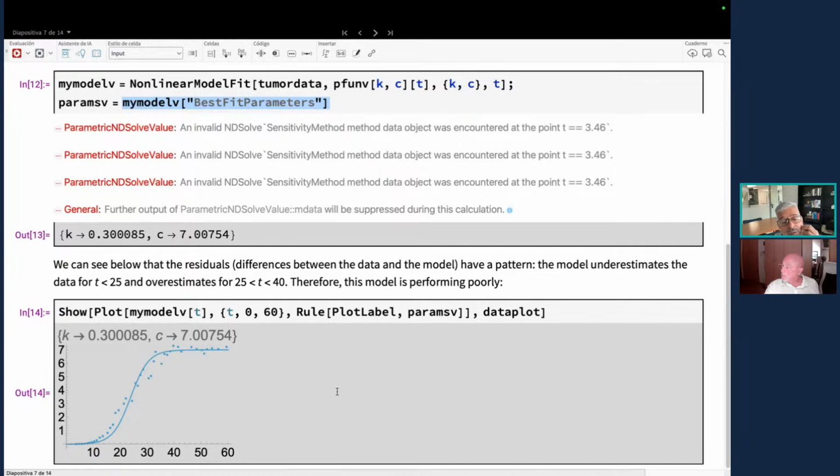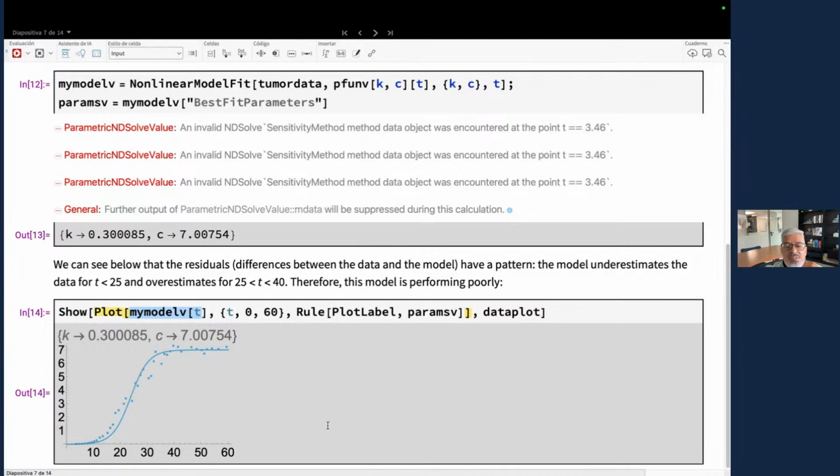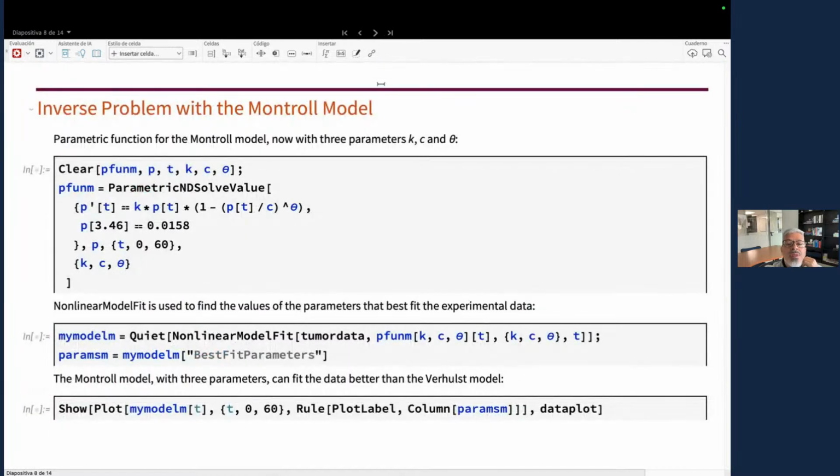We also can see in the graph below where we are comparing the solution of the differential equation with the best fit parameters. We are comparing that to the data, and actually the residuals have a pattern. The model underestimates the data for t less than 25. All the data is above the model, and it overestimates for t between 25 and 40. So we have some systematic residuals or errors, meaning that the model is performing poorly. We could do better, and we actually will do better with the Montroll model, where we have now the third parameter theta, this one that appears here in the exponent, and will give more freedom to the model, more capacity. So let me evaluate here.